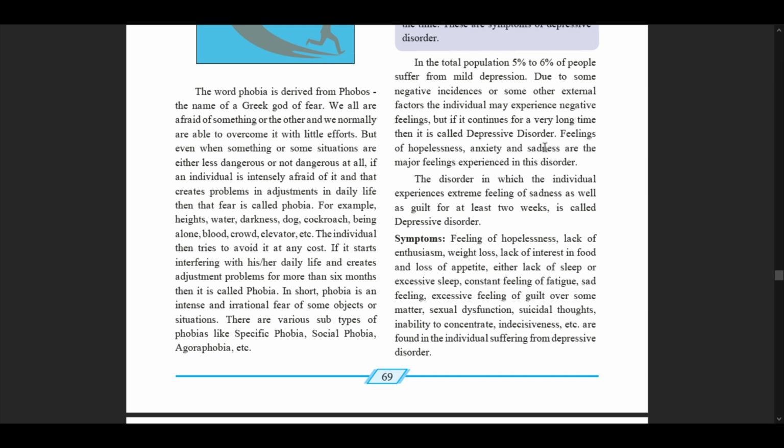So these were the symptoms. We asked you to name these symptoms that an individual shows during depressive disorders. So this was our depressive disorder unit, subunit 6.6.2.